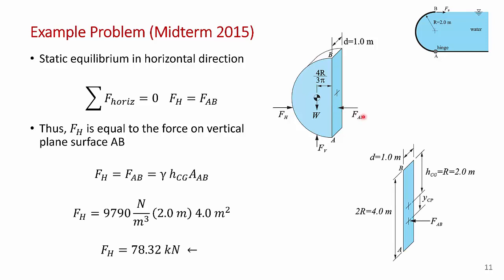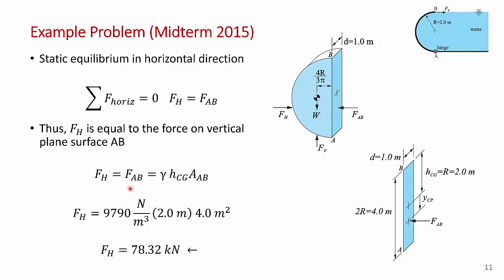So I've drawn this surface AB here over here, and I've put the dimensions on. That's 1 meter depth, and the total height of the surface is going to be 2 radiuses, which is 4 meters. And I've shown the center of area, the center of gravity here is going to be at 1r, so 2 meters. And the force AB acts, as we learned in the previous video, below the center of area. The center of pressure is always below the center of area. And so we can use our plane gate methods to determine the force.